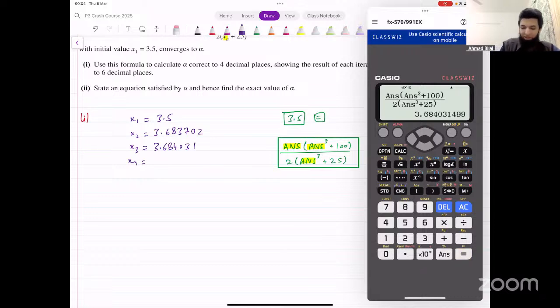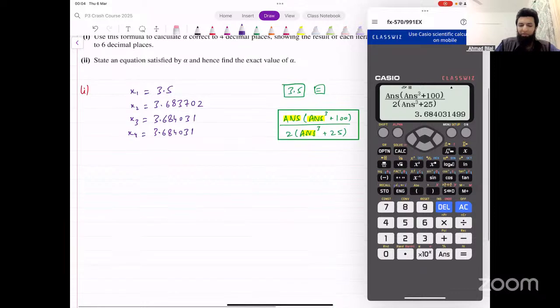Okay, now that's not changing anymore. The next iteration is the same, 3.684031. When everything becomes stable, all the decimal places become stable. When you have 2 consecutive iterations like this, you can stop at that point.